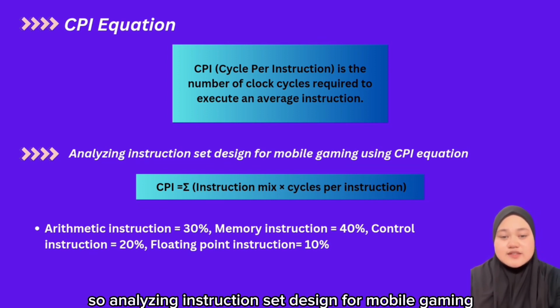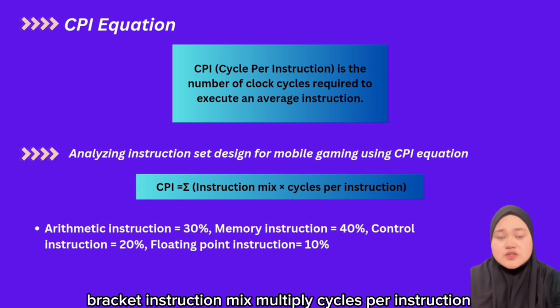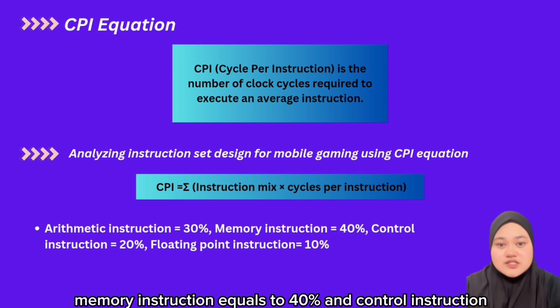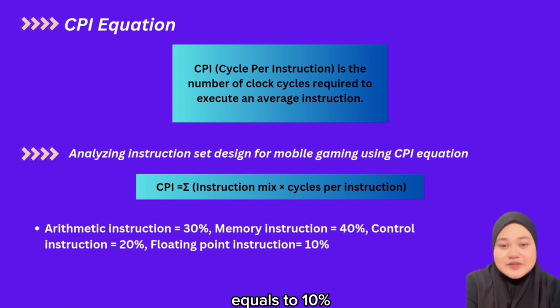So, analyzing instruction set design for mobile gaming using CPI equations, the formula is CPI equals sigma of bracket instruction mix multiplied by cycles per instruction bracket. Arithmetic instructions equal 30%, meanwhile memory instructions equal 40%, and then control instructions equal 20%, and the last one, floating point instructions equal 10%.